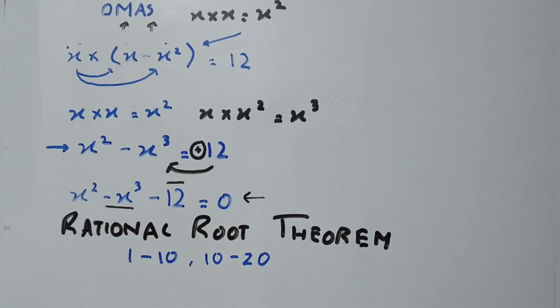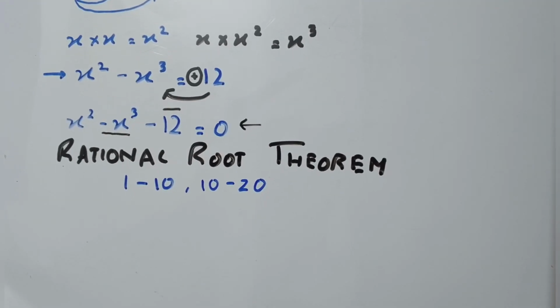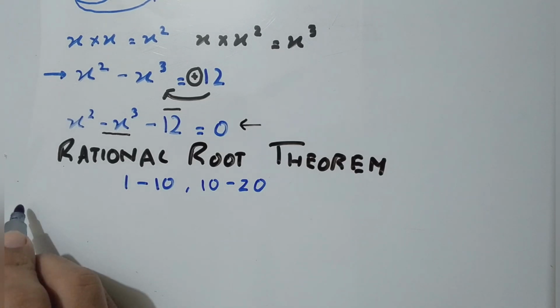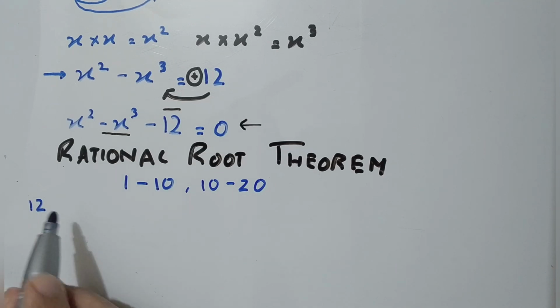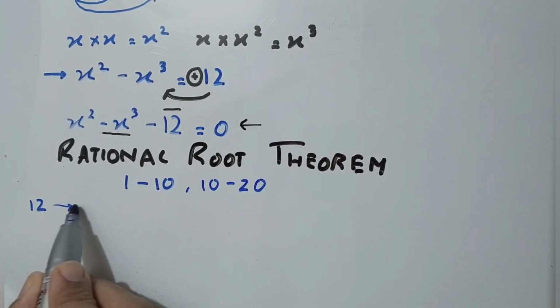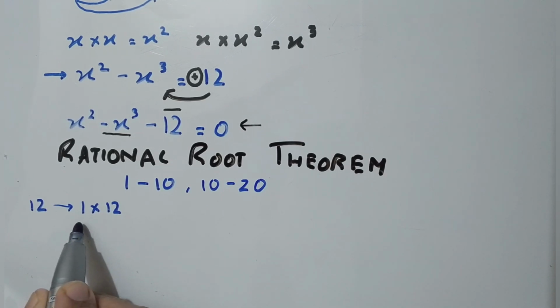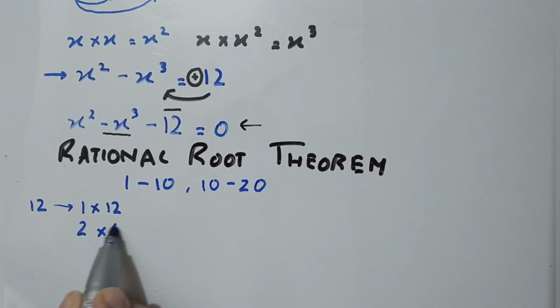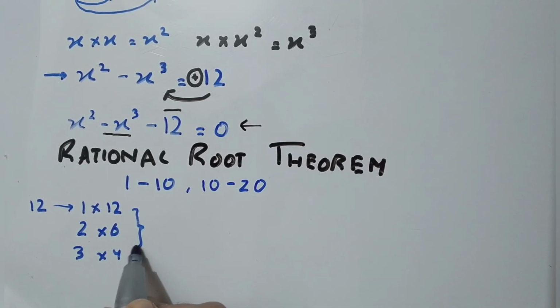Let's discuss the factors of the constant term, that is 12. If you're still not clear with the rational root theorem, wait, I will explain it step by step. So 12 comes through 1 multiplied by 12, 2 multiplied by 6, and 3 multiplied by 4. So all of these occur vice versa.